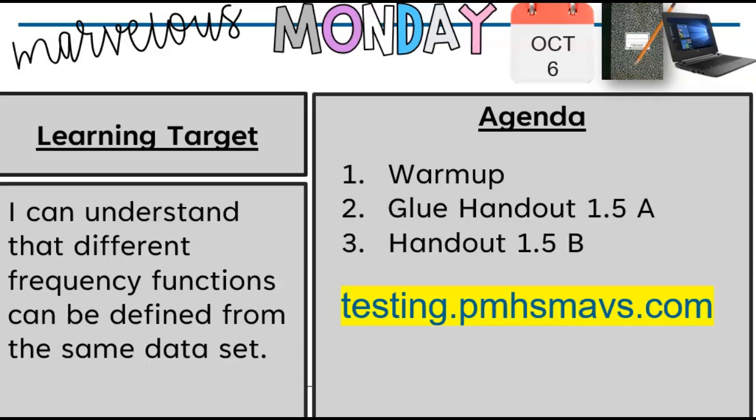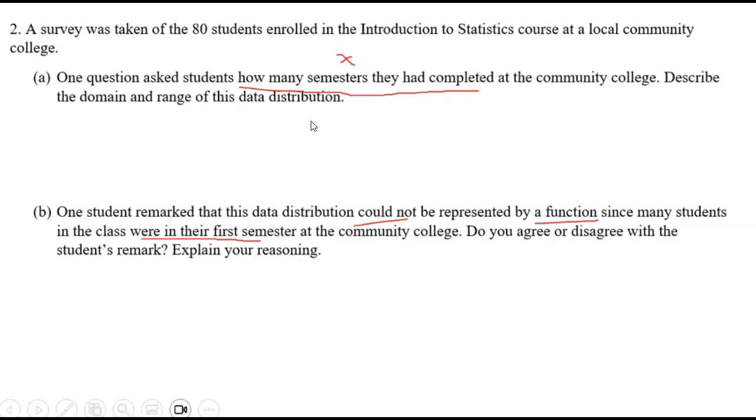Okay, blue paper. I trust that you did the first part, the function notation part. So let's go to number 2. This is the survey at the local community college. Part A was describing the domain and range of the data distribution. Even if you don't get it exactly word for word, if you're on the same pathway that I was on, then you're fine, okay?